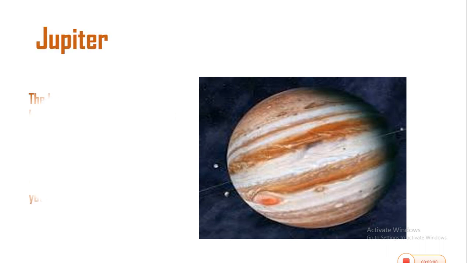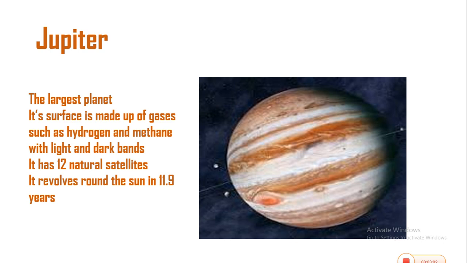Jupiter is the next planet. Jupiter is the largest planet. Its surface is made up of gases such as hydrogen and methane with light and dark bands. You can see the bands on this planet. It has 12 natural satellites. You can see some of the satellites around it. And it revolves around the Sun in 11.9 years.